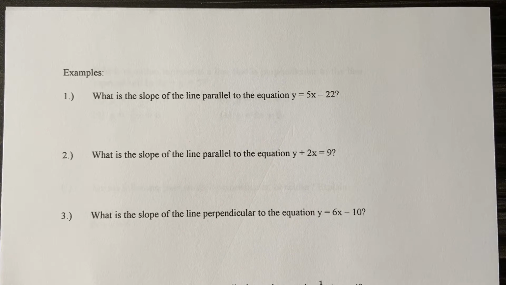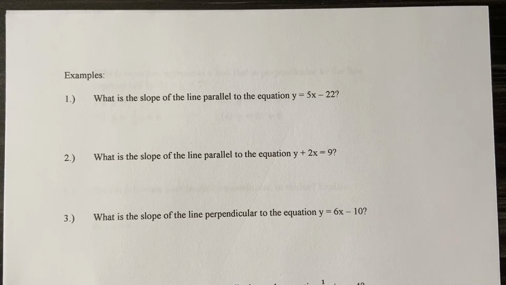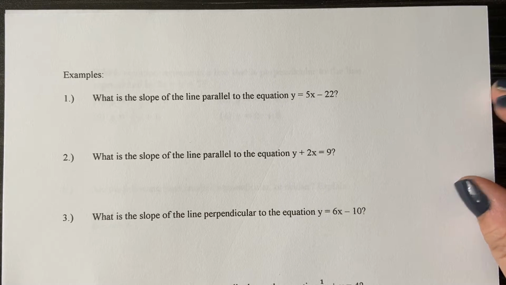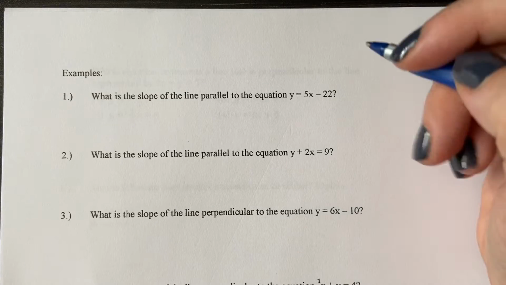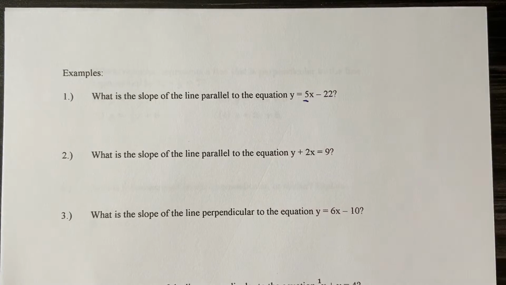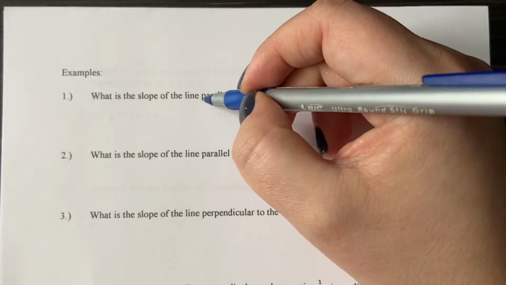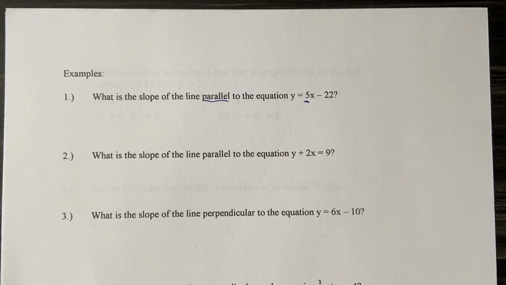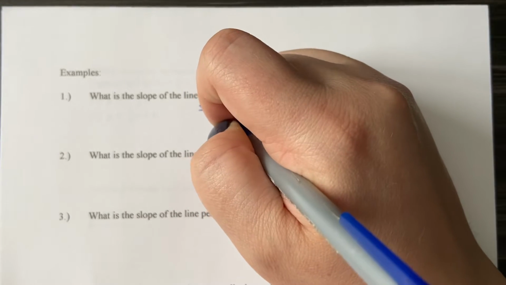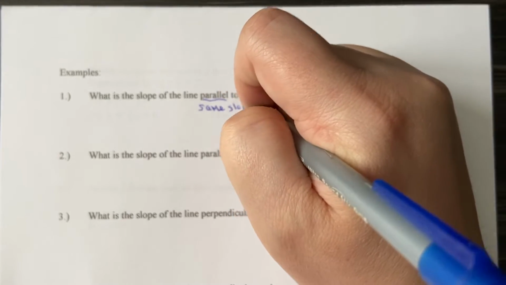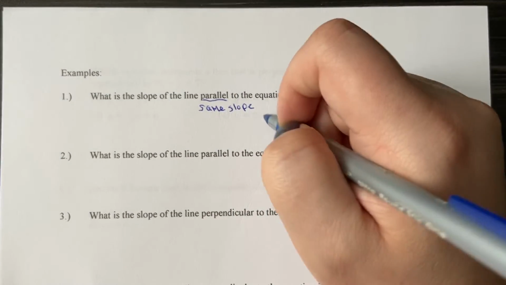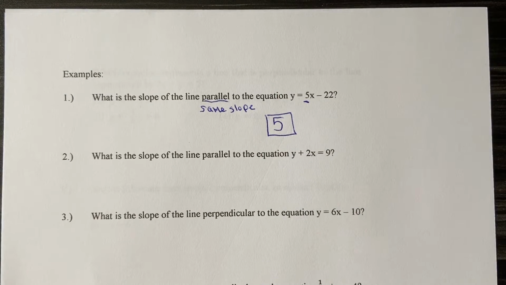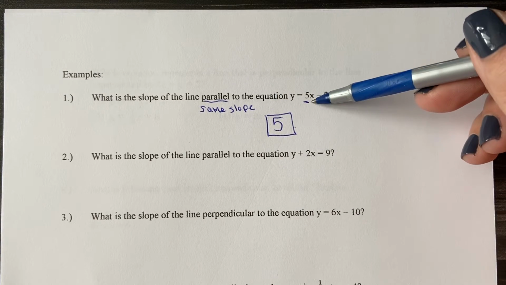So for example 1, it says, what is the slope of the line parallel to this equation? So again, you guys have to remember that slope is not the x. The x isn't included. It's the number in front of x. So if we want the slope of a line parallel to it, it is the same slope. Okay? Meaning the slope didn't change. So the answer to the first one is just 5. Okay? There's no work or anything. That would be the slope of a line parallel to it.